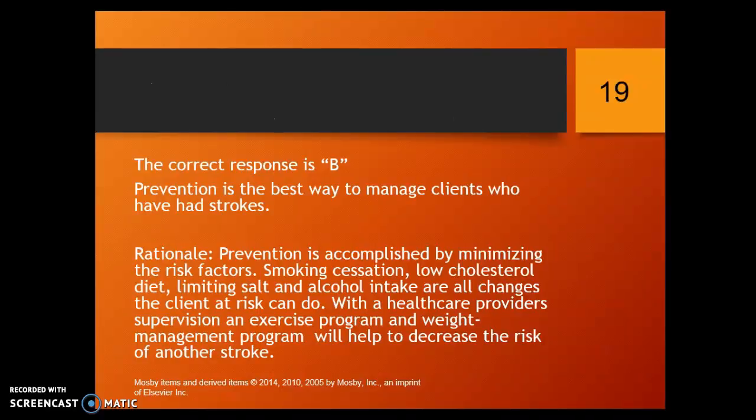And you guys should have picked B. Prevention is the best way to manage clients who have had strokes. And your rationale is prevention is accomplished by minimizing the risk factors. Smoking cessation, low cholesterol diet, limiting salt and alcohol intake are all changes the client at risk can do. With healthcare provider supervision, an exercise program and weight management program will help to decrease the risk of another stroke.